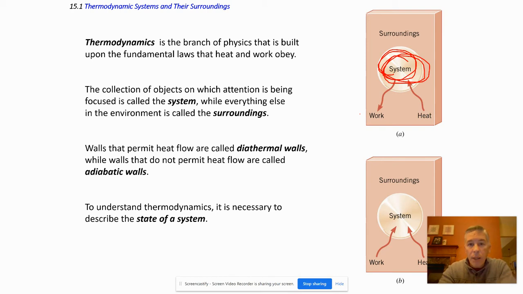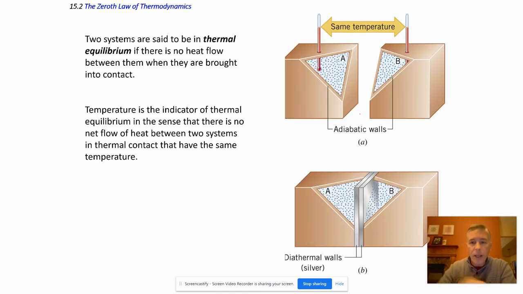So we're going to be talking about the system and the surroundings, so which direction things are going, and we can have heat flow in and out if we have what we call diathermal walls. And then later on we'll talk about the word adiabatic, but adiabatic means it doesn't allow heat to flow. So all those are going to pop up.